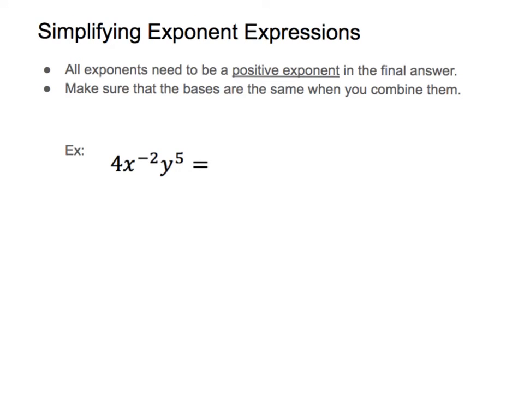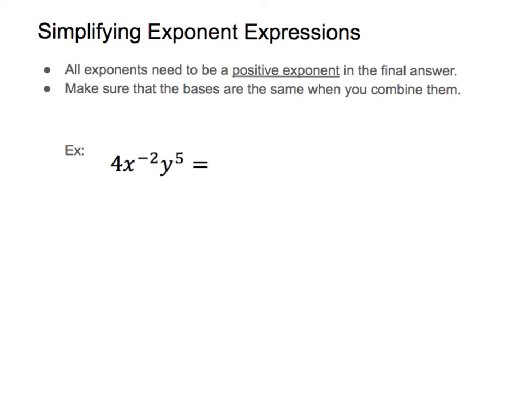Okay, so in this slide here, I'm going to be showing what it means to simplify an exponent expression. So there are two main rules for simplifying exponent expressions. One, all exponents need to be a positive exponent in the final answer, just like I was talking about in the last rule: if you have a negative exponent, you got to switch the sides to make it a positive exponent. And also, you got to make sure that the bases are all the same. If the bases are the same, then you combine those exponents together.